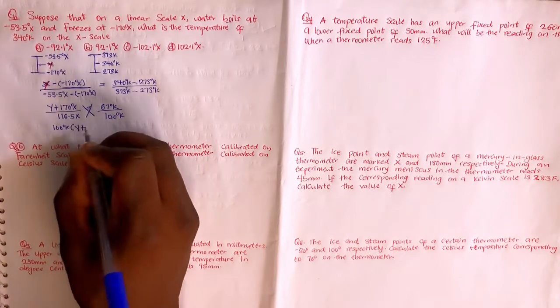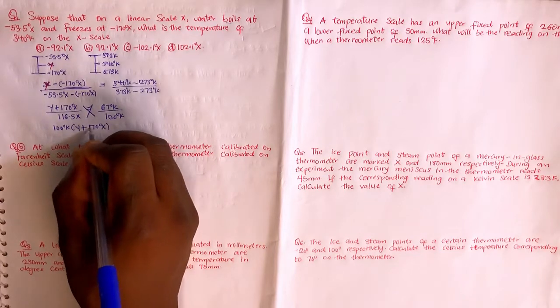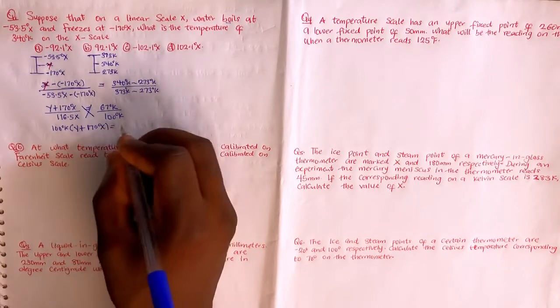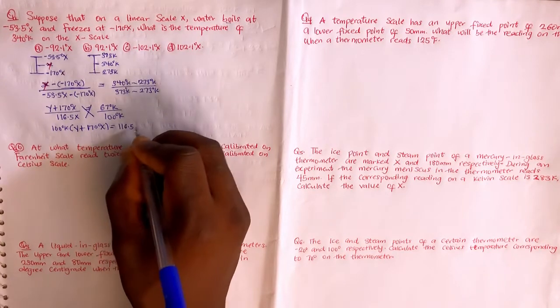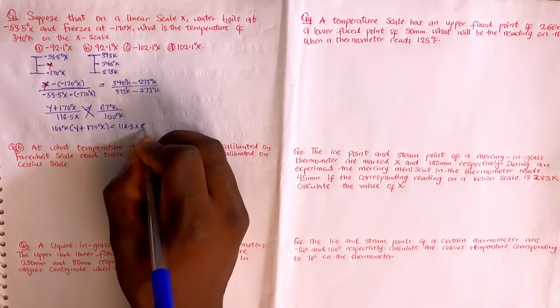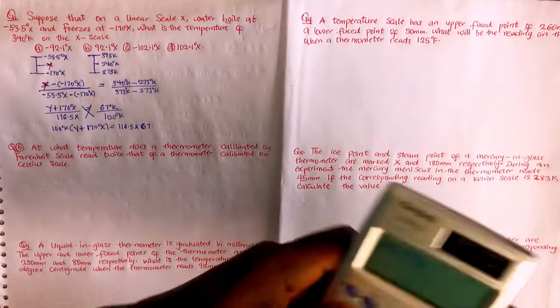y plus 170 degree x. Can I see this down? Equals, we have what? That will be 116.5x times what? Times 67. Now let's just check the answer after this.